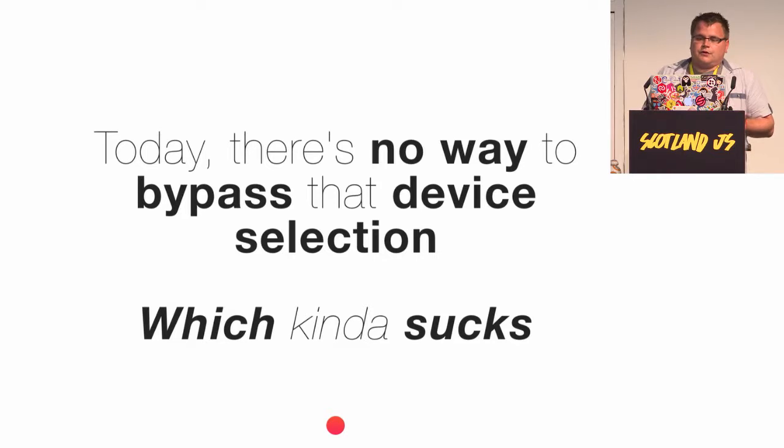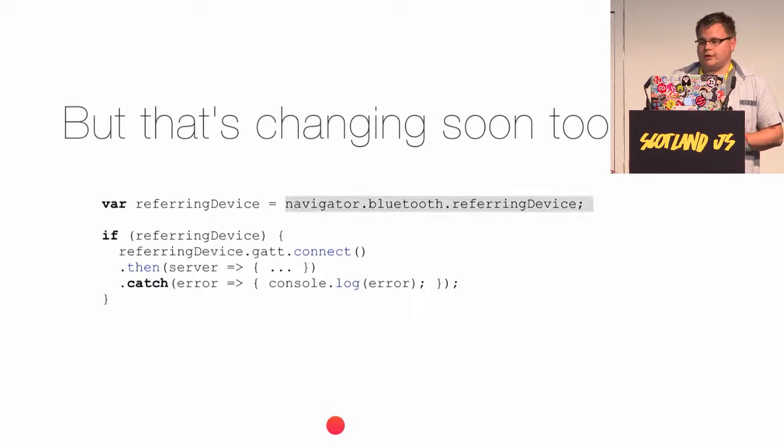Today, there's no way to bypass that device selection drop-down. The device emits a URL, but there's no way to say I came from this device, so can't I just automatically connect to it? But that's coming really, really soon. Soon you'll be able to say, if we've got a navigator.bluetooth.referringDevice, then we can just connect to that referring device. That opens the door for some really cool stuff too.